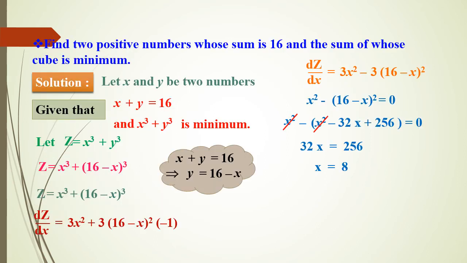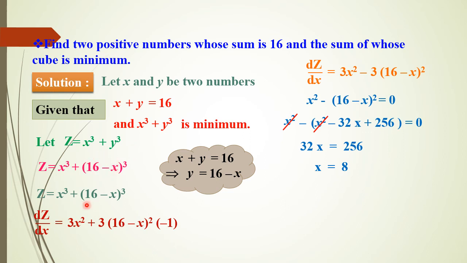See, in this problem, we will be finding two positive numbers whose sum is 16 and whose sum of the cubes is minimum. Let us consider the two numbers to be x and y. The sum of the two positive numbers x plus y equal to 16, whose cubes, in the sense x raised to cube and y raised to cube, sum is minimum. z equal to, you write x cube plus y cube, then y is equal to 16 minus x, you write it and substitute that term in this function.